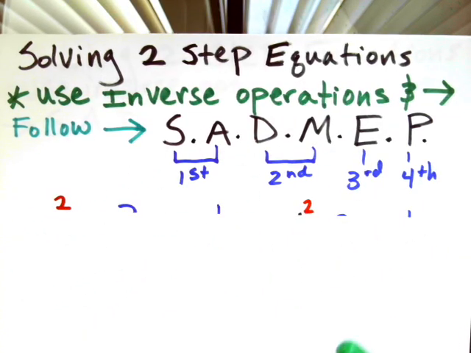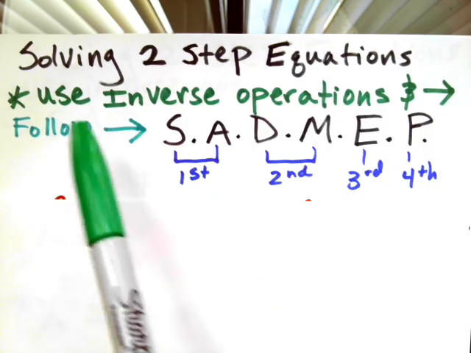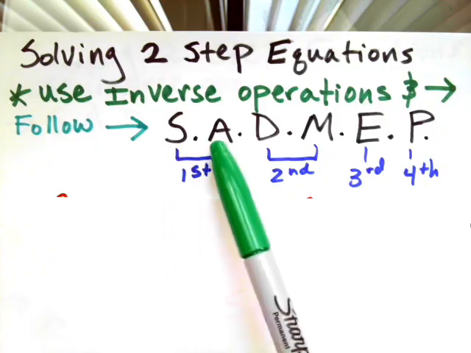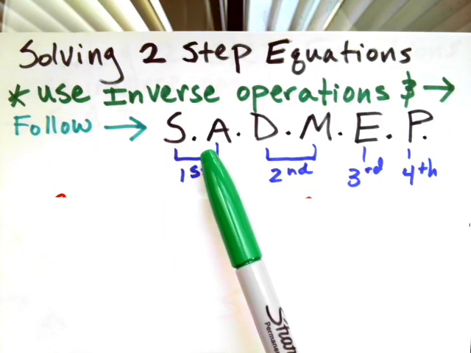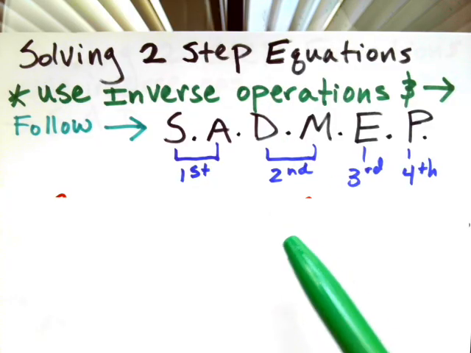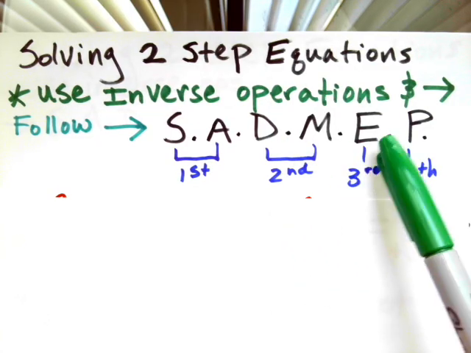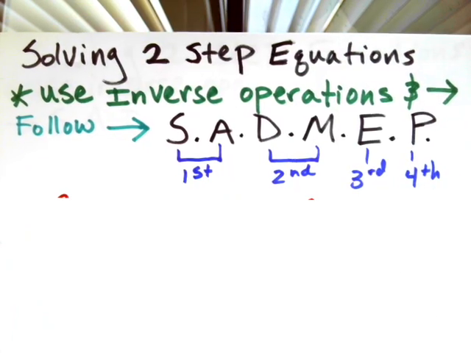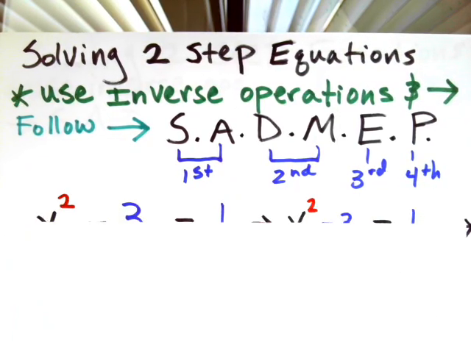And now you can see here, again, use the inverse operations and follow: inverse of adding or subtracting first, then the inverse of dividing or multiplying, then third, you can focus on the exponents, and then finally the parentheses. And so you want to go in that order there.